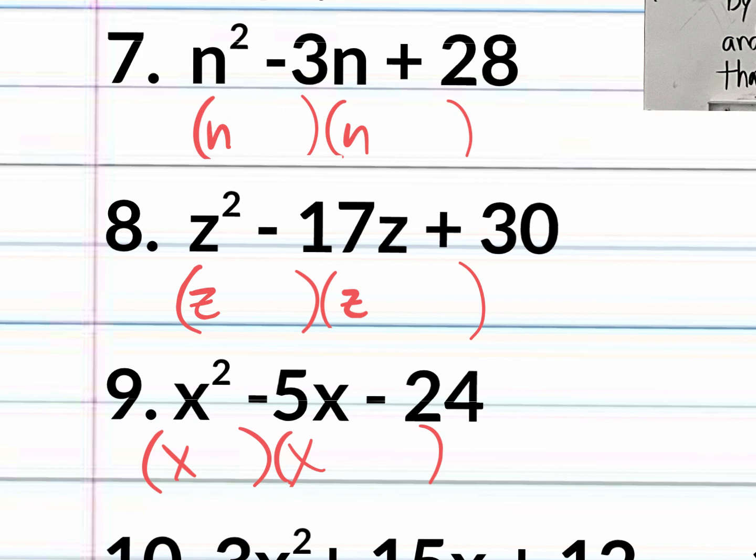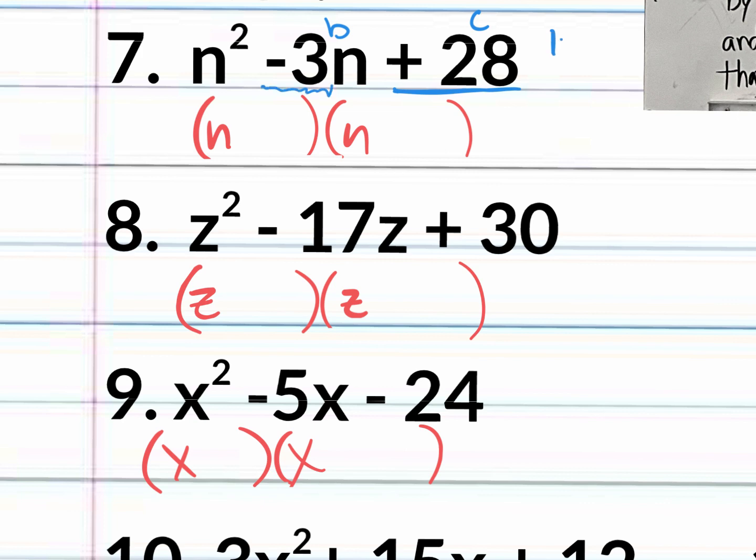Now, if you had a 4 right here, or an 8 in front of the n squared, then you wouldn't be able to set this up, okay? But anyways, because there's no number in the front, we could set it up for all of them. Now we think, what times what is the c value that if you combine together is the b value? Make a list. What times what is 28 that if I combine together is a -3, okay?